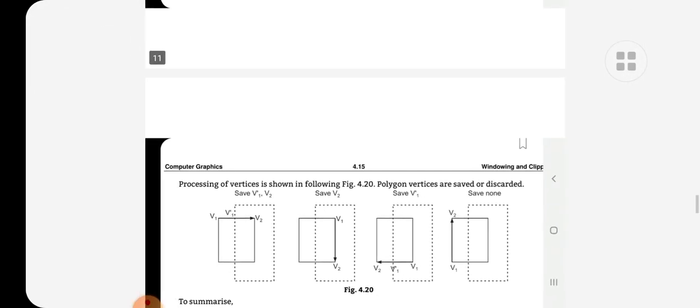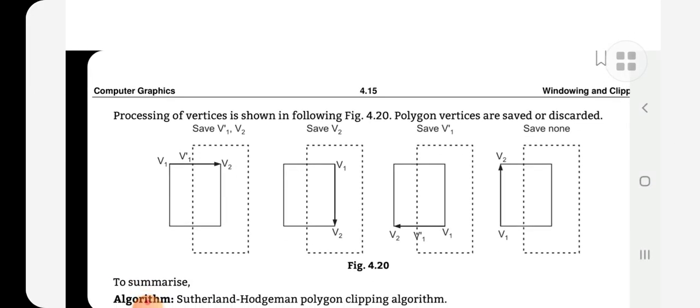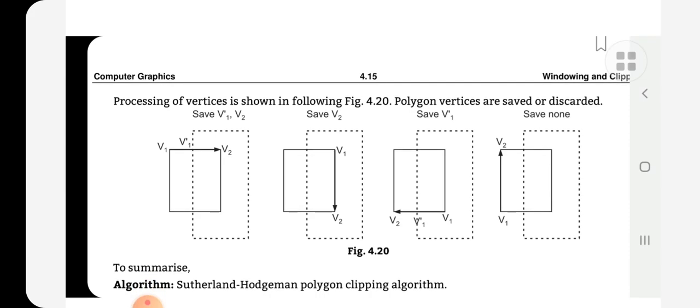The figure shows the processing of vertices. The vertices are given as v1, v2, and so on. Then the polygon vertices are saved or discarded.